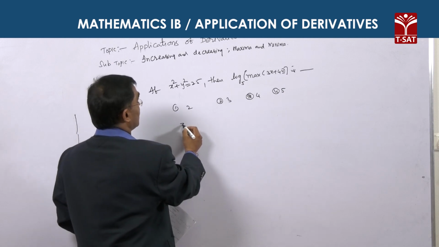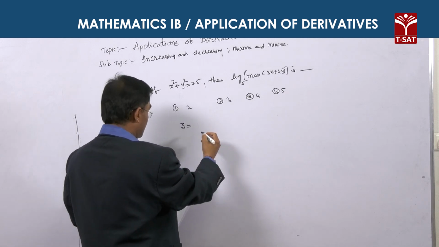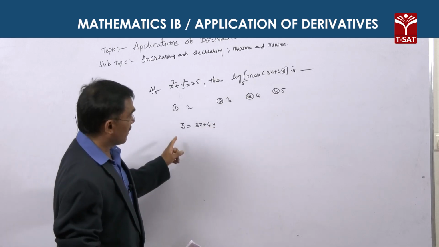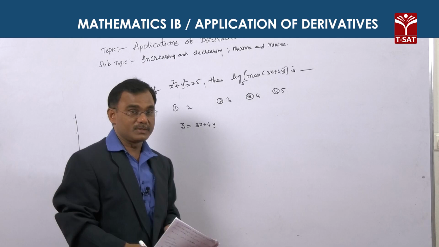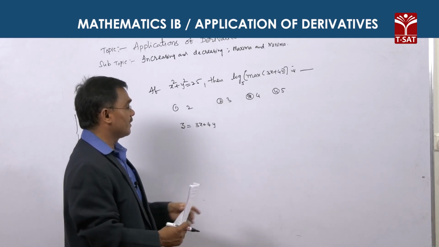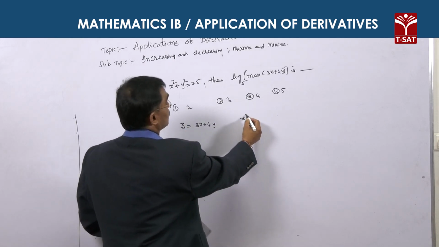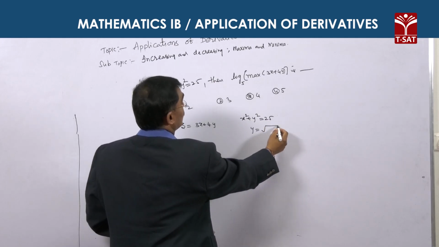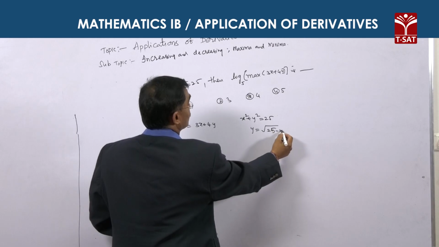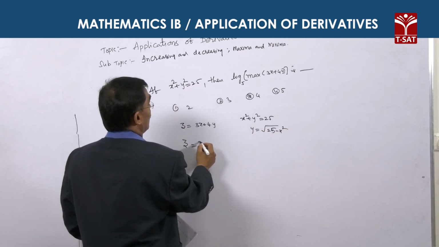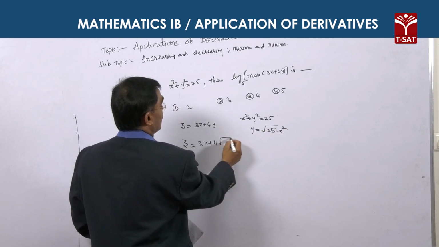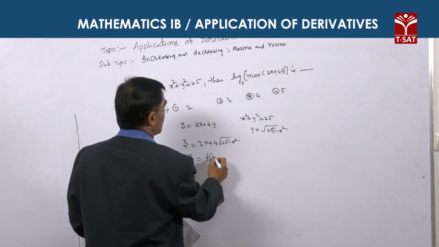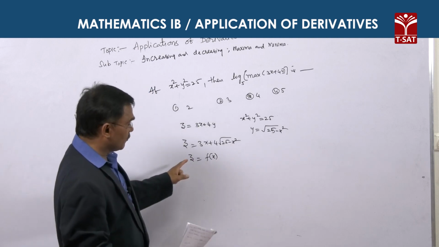So we require z is equal to 3x plus 4y. We find the maximum value of z. What is the relation between x and y? Given x square plus y square is equal to 25, right, y is equal to root of 25 minus x square. Therefore z is equal to 3x plus 4 into root of 25 minus x square, right. That is, z is a function of x.